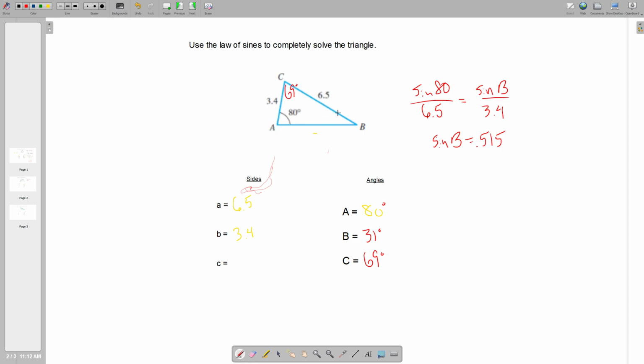69 degrees and 31 degrees and 80 degrees. Okay, so 100 plus 80 is 180. That's good. I still need to find one missing side, so I'll do that as well. Now that I know this is 31 degrees, I can do that pretty easily, and this is 69 degrees.